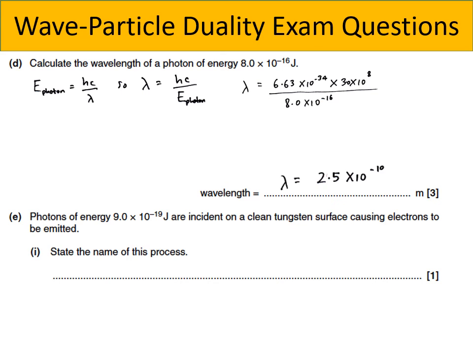Well, we know for sure that the process of photoelectrons being emitted from the surface of a metal by incident photons that have a high enough frequency, above the threshold frequency of that particular metal, tungsten in this case, is called the photoelectric effect. Okay, there we go.